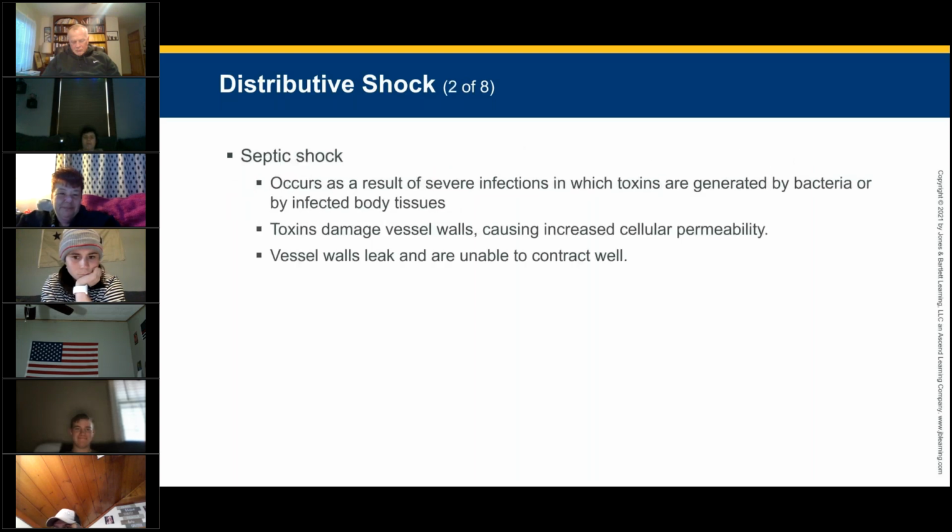Septic shock occurs as a result of a severe infection, usually bacterial, in which toxins are generated by the bacteria or infected body tissues. Widespread dilation of the vessels combined with plasma loss through the injured vessel walls result in the shock.